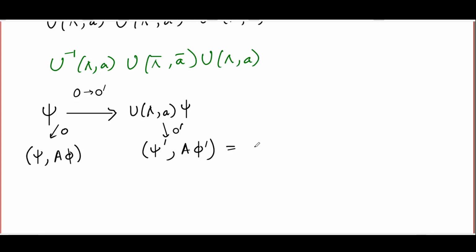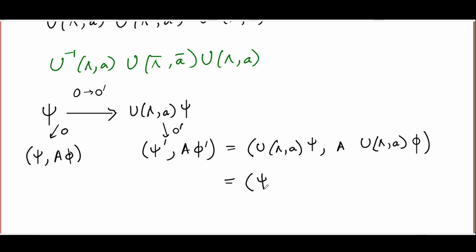Now psi prime, A, phi prime is actually U lambda A psi, A, U lambda A phi. And by using the definition of the adjoint, remember U is a linear operator, so its adjoint is defined in the standard way of linear operator adjoints. This is U dagger or U inverse. Remember, U is unitary, so U dagger is U inverse.